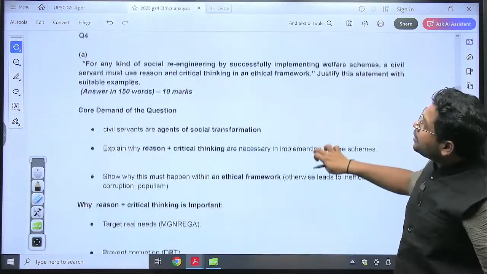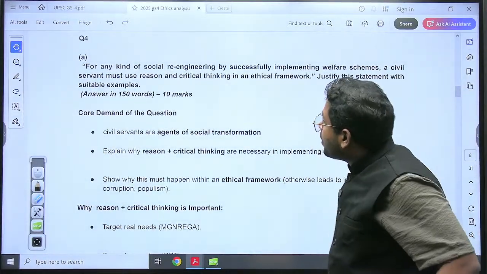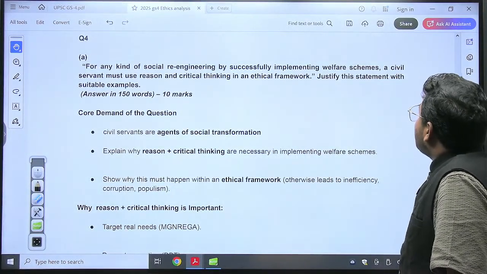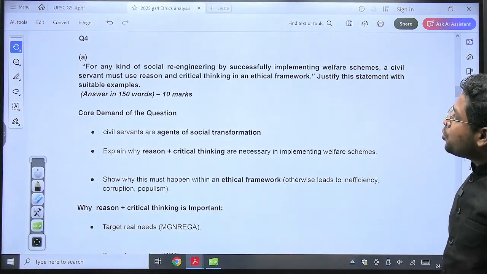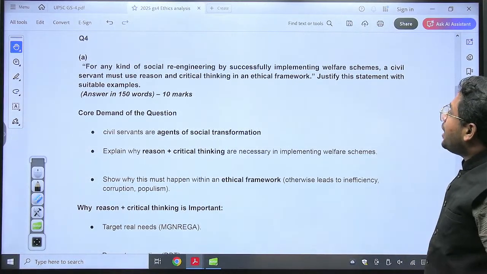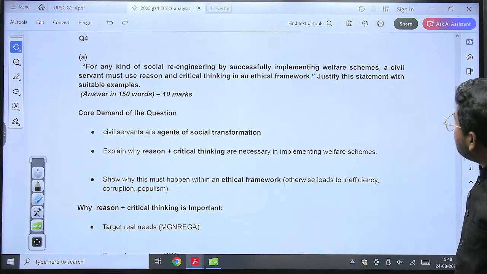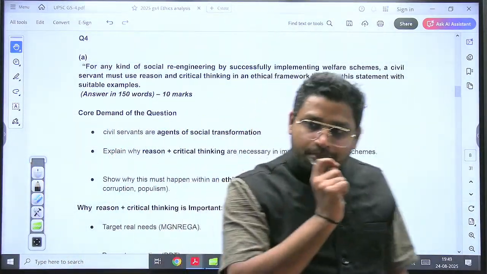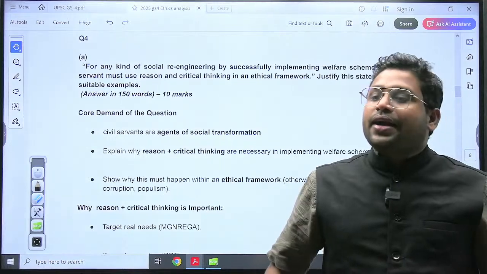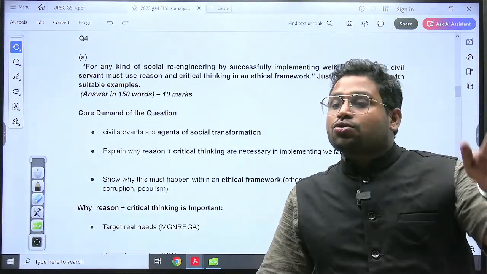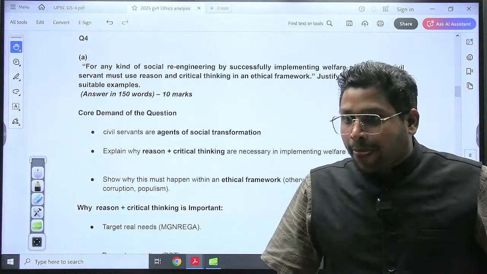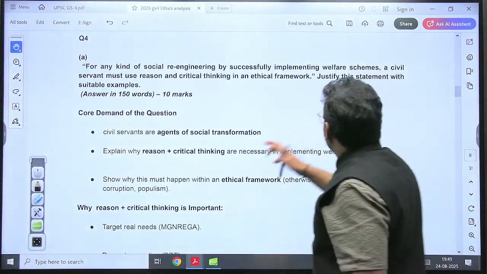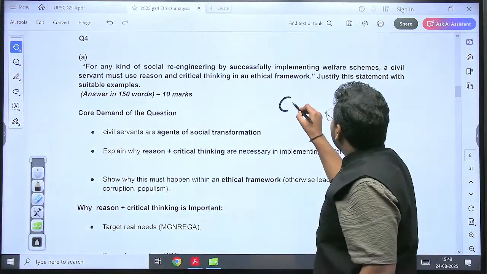Now moving ahead, the next question, 4th A. For any kind of social re-engineering by successfully implementing welfare schemes, a civil servant must use reason and critical thinking in an ethical framework. Justify this statement with suitable examples. I will say this is nothing but a repetition of a previous year question, wherein they had asked that civil servants must focus on core issues, not peripheral issues. You understand that you should focus on core issues when you use your reasoning or critical thinking ability.